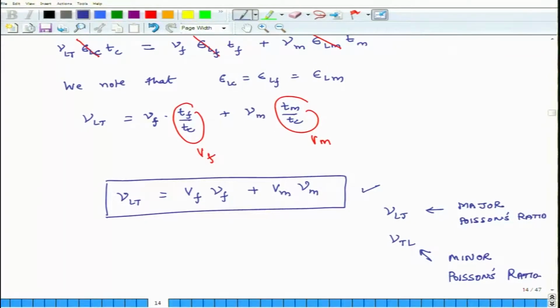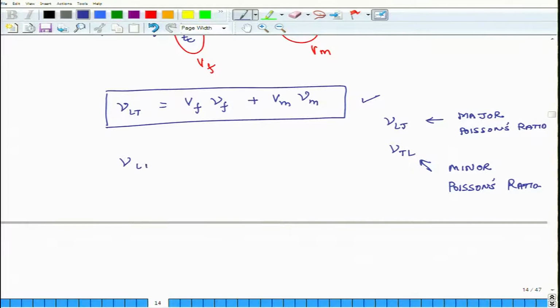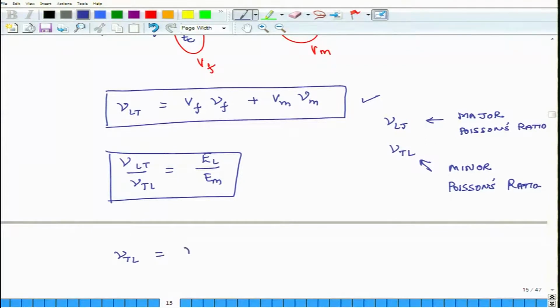So, what we have learned is how to compute the major Poisson's ratio. How do we compute minor Poisson's ratio? We will learn that probably next week. But today I am just going to give you directly the result of how to compute minor Poisson's ratio. Nu L T over nu T L equals E L over E M. Okay. Or you can say that nu T L equals nu L T times E M over E L.